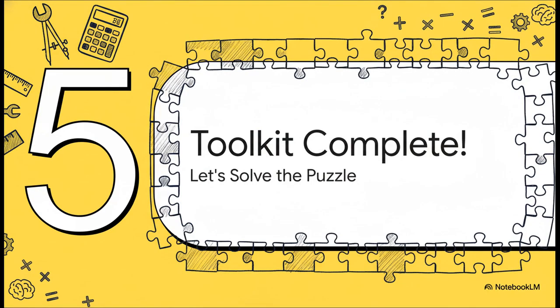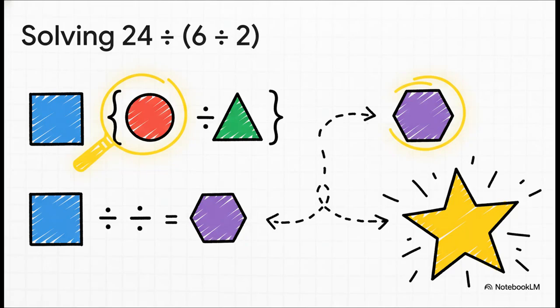So there we have it. Our toolkit is complete. We've got all 4 tools ready to go. Let's head back to that original puzzle and finally crack it. Okay, let's break down that version with the brackets. Our rules of the road tool tells us we have to do what's inside the brackets first. So 6 divided by 2 is 3. Now the problem just became way simpler. It's just 24 divided by 3. And that gives us 8. And just like that, mystery solved.